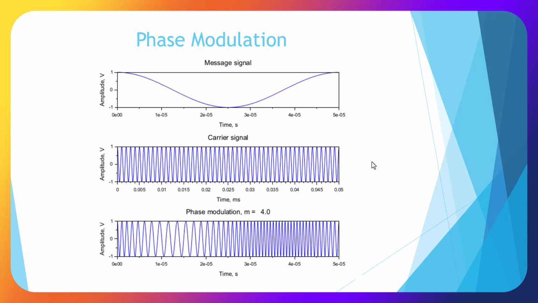Okay, here I'm showing phase modulation. Again, we have our input signal and our carrier signal, but what we have here is changes in phase, and we could see how the phasing changes. The amplitude is the same.